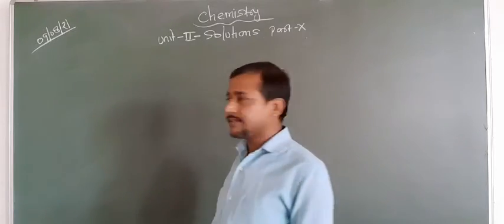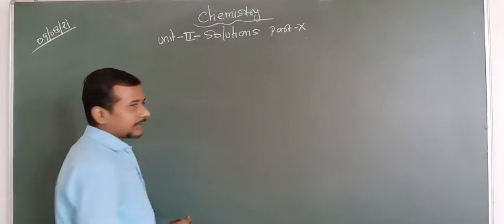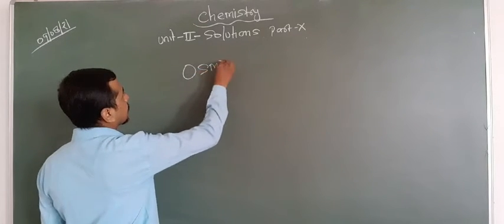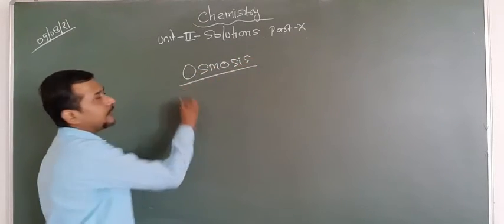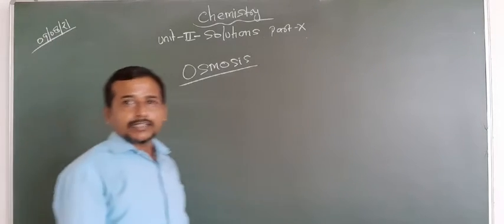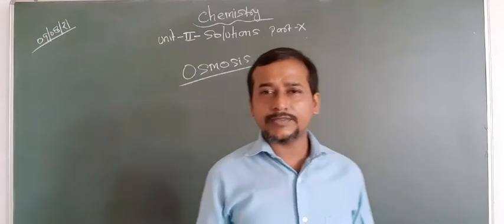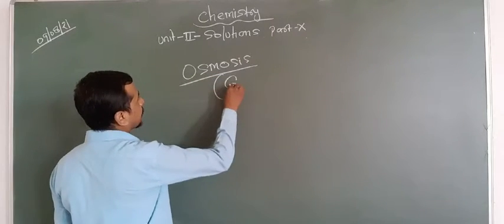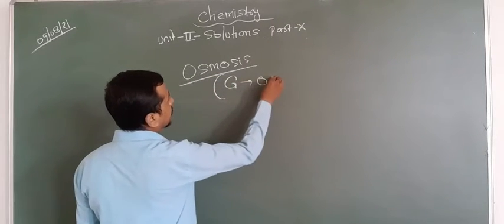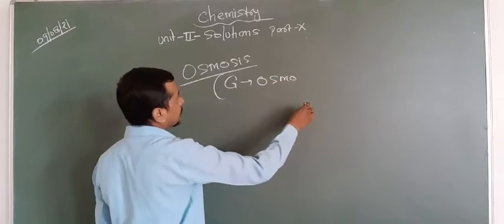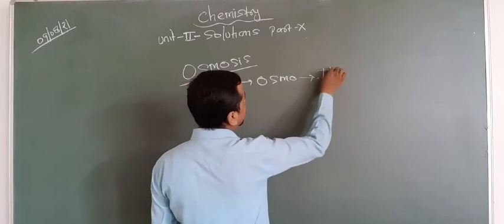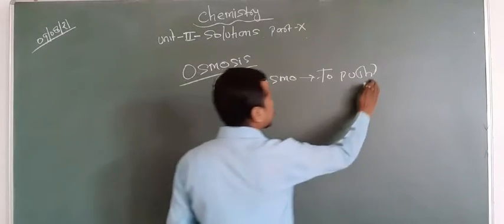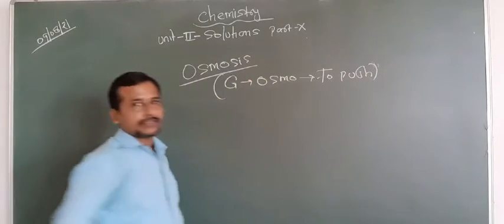Before discussing osmotic pressure, you have to know about osmosis and one more thing, that is diffusion. How can we differentiate between diffusion and osmosis? The word osmosis came from the Greek word osmos. The meaning of this is to push. Are you getting this point or not?